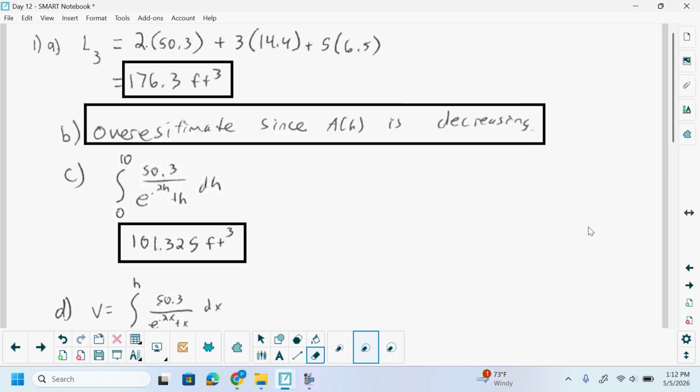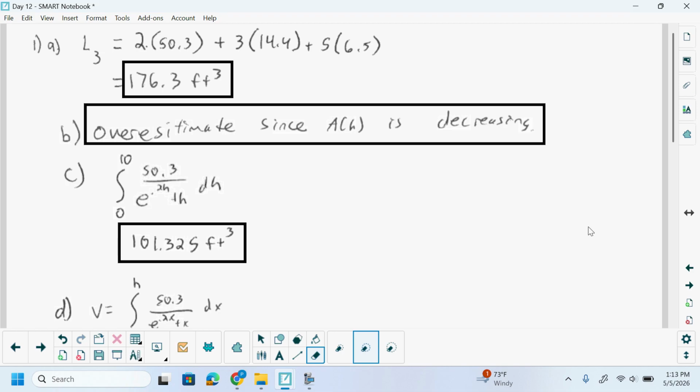This video is to go through the 2017 AP Calc BC free response questions. So the first one wanted a left-hand Riemann sum. We have our gap between our h values is 2 times the left-hand y value is 50.3, and then same idea for the others. The calculator ones, you should be able to just sub it in, get the 176.3.